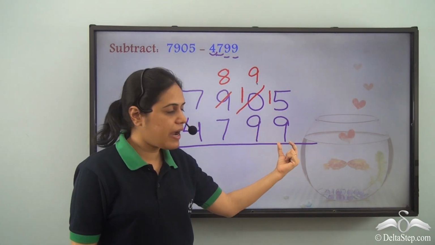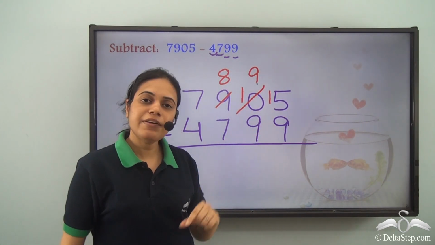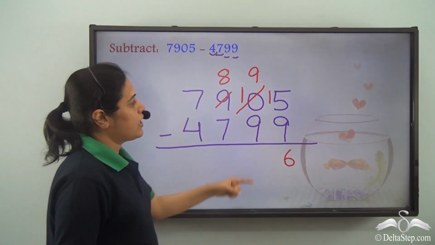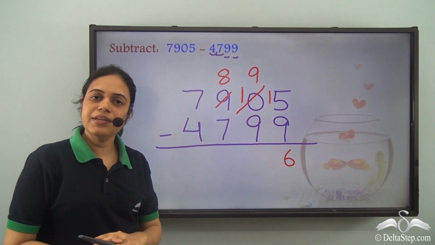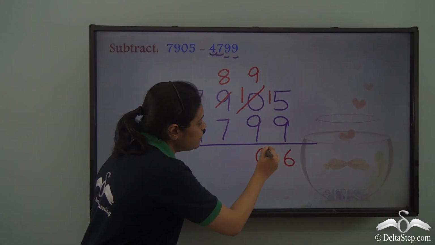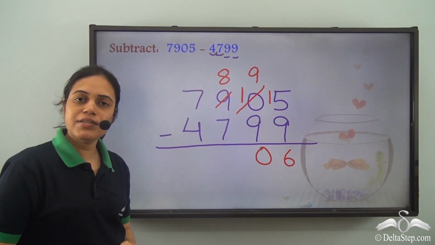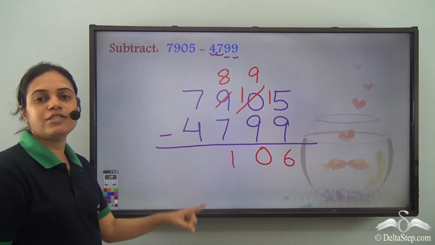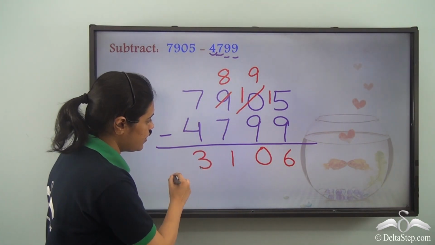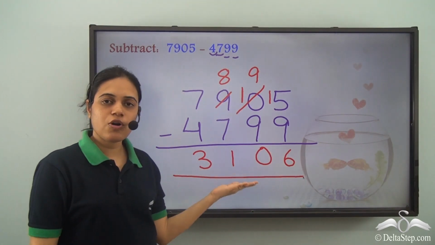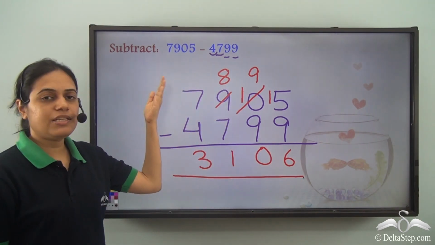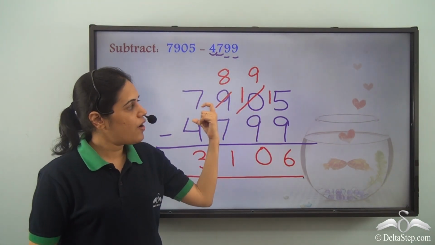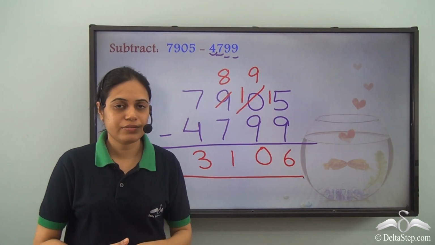Now 15 minus 9, I can subtract 9 from 15. So 15 minus 9 is 6. I can also subtract 9 from 9. 9 minus 9 is 0. I can subtract 7 from 8. So 8 minus 7 is 1. And 7 minus 4 is 3. So this is the difference or the answer. So when I subtract these two numbers, I get this as the answer. And this is how I can subtract by borrowing.